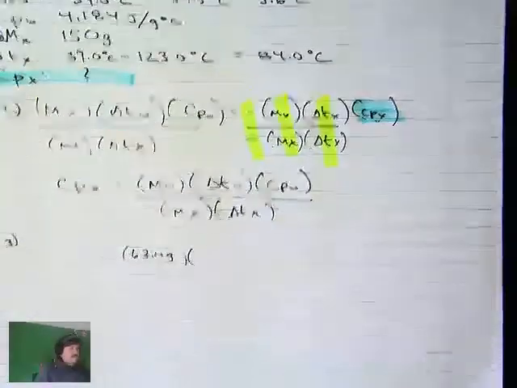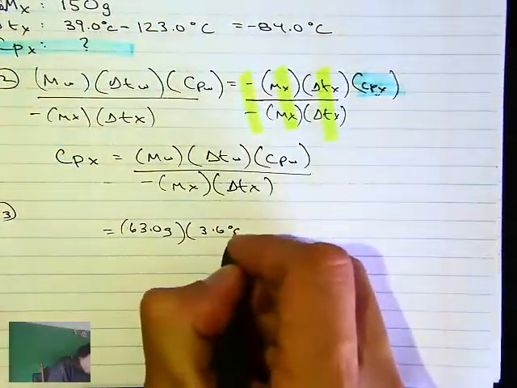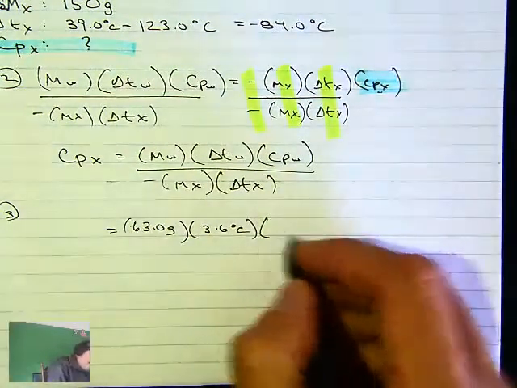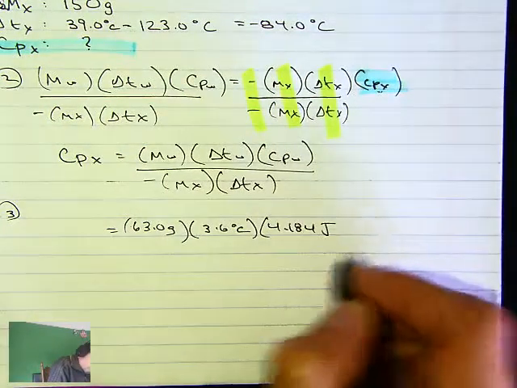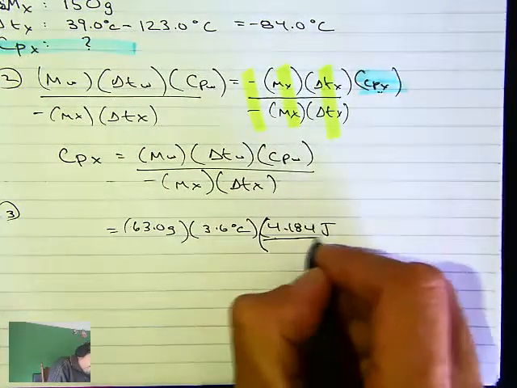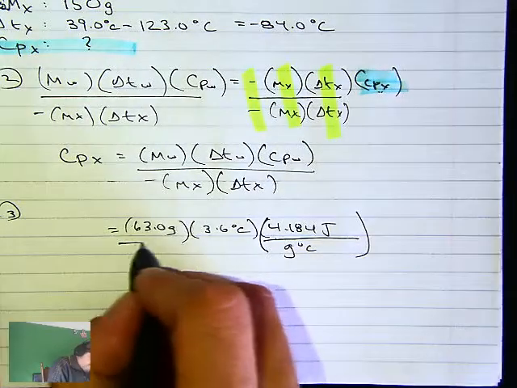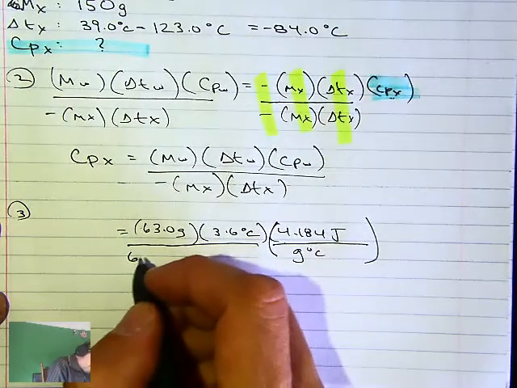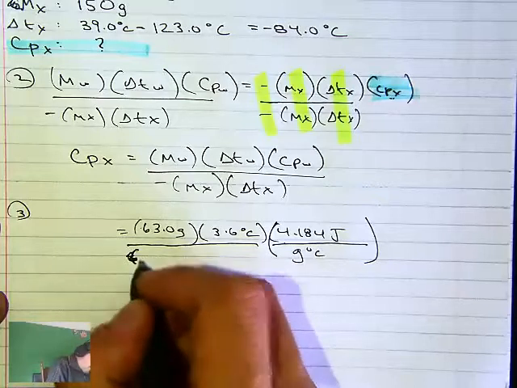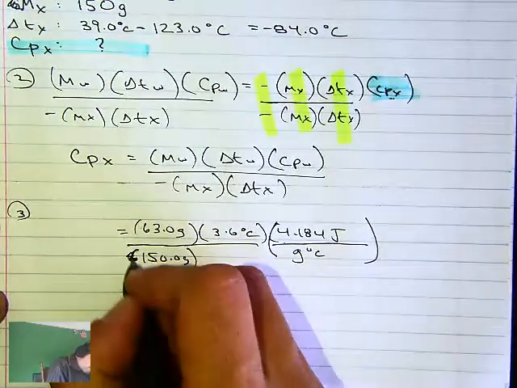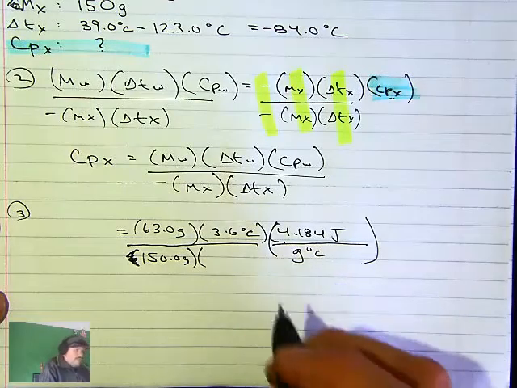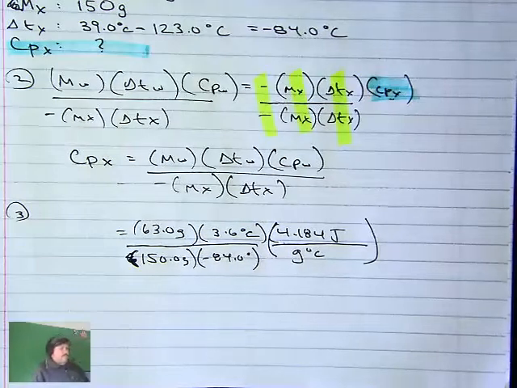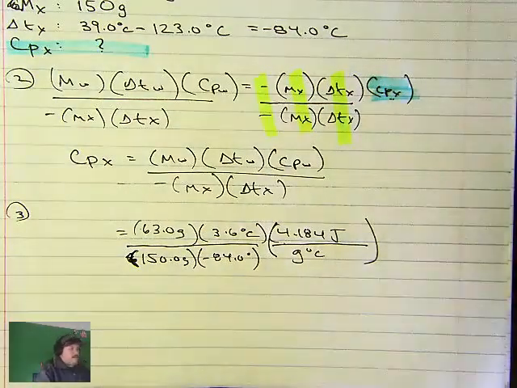So now I have everything. The temperature change of the water, 3.6 degrees Celsius. The CP, the specific heat of the water, 4.184 joules per gram per degree Celsius. And then over here, the mass of the metal, not 63, whoops, the metal is 150.0 grams, times the temperature change of the metal, which is negative 84.0 degrees Celsius. So that's what my setup looks like. Okay? So here we go.